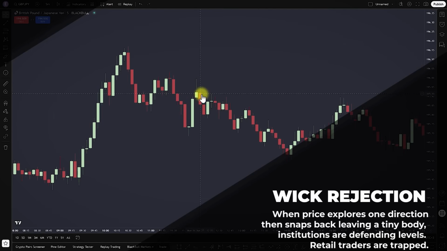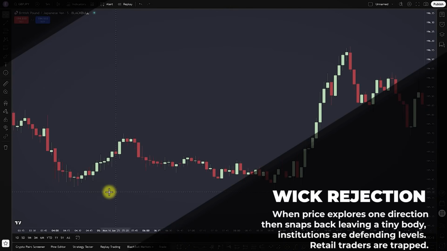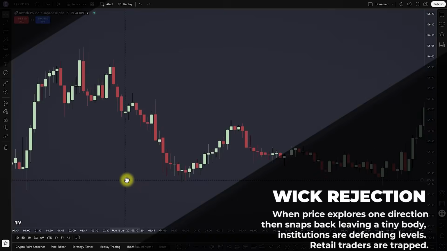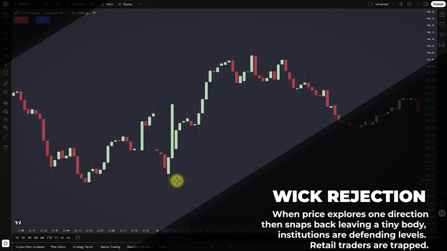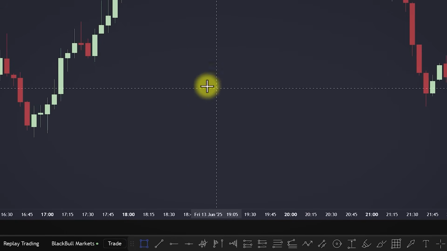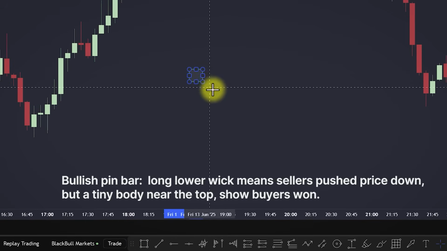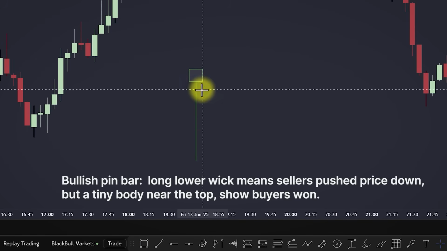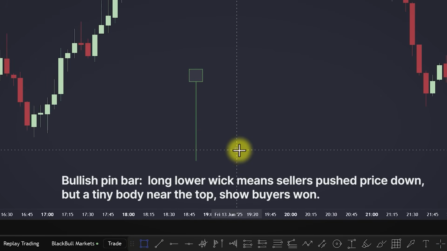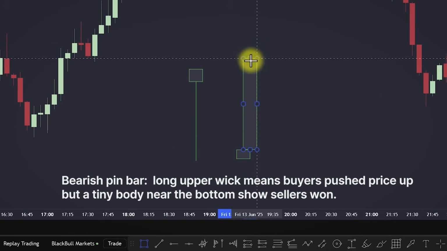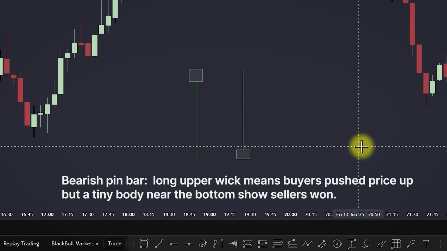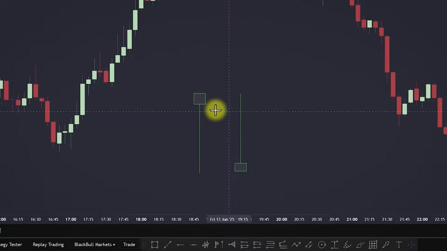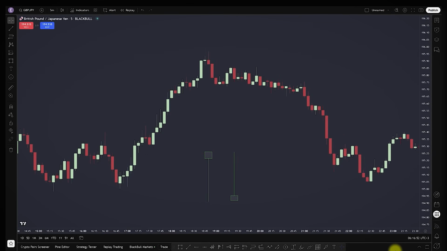When price explores one direction, then snaps back leaving a tiny body, that's institutions defending levels. Retail traders got trapped. Smart money won. Here's the exact logic. For a bullish pin bar, we see a long lower wick showing sellers pushed price down, and a tiny body near the top showing buyers won by the close of the candle. For bearish pins, a long upper wick shows buyers failed, and a small body near the bottom shows sellers took control.